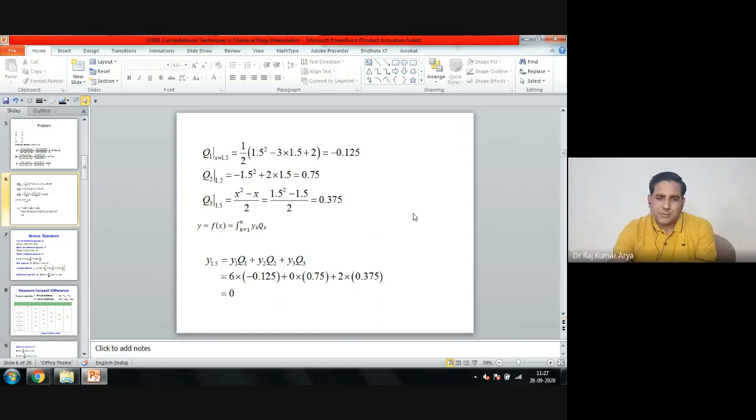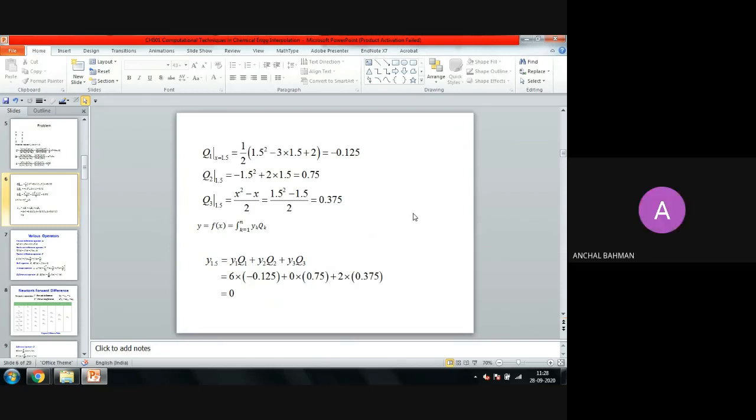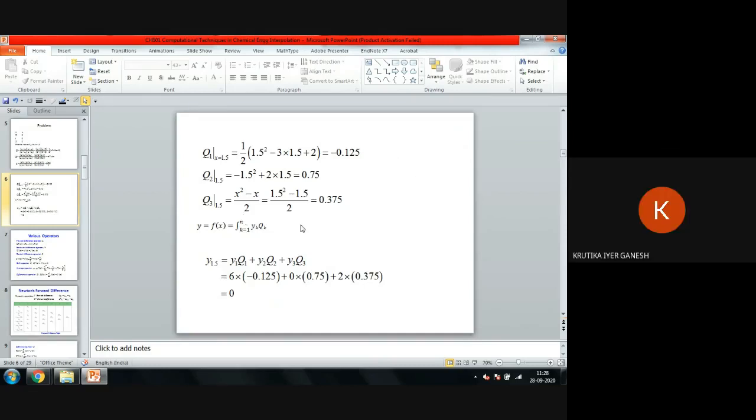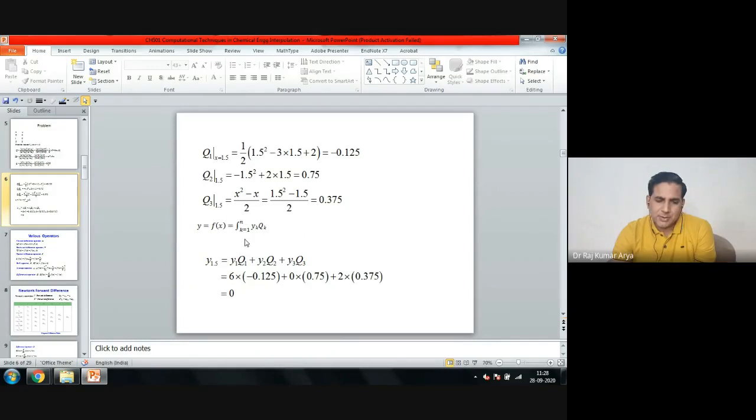Okay. So if you have, then you will get your Q1, Q2 values that are minus 0.125, 0.75 and 0.375. These were your values of Q1, Q2, and Q3 at x equal to 1.5. So if you substitute that using this Lagrange polynomial equation, the summation of yk Qk from k equal to 0 to n, you are getting the answer 0.